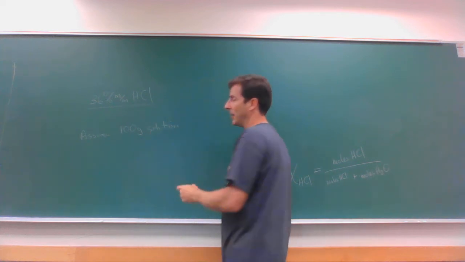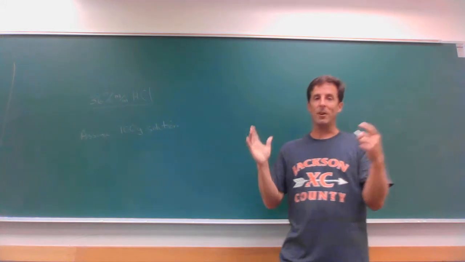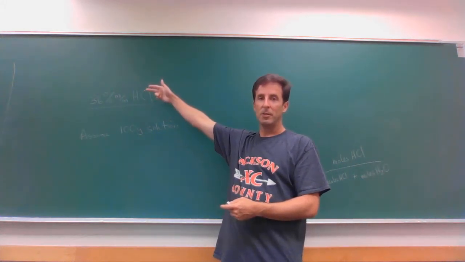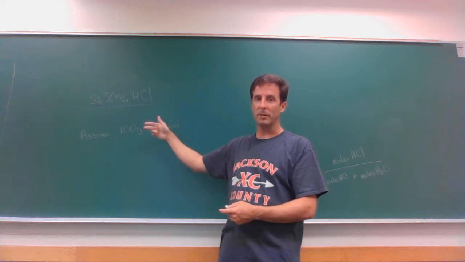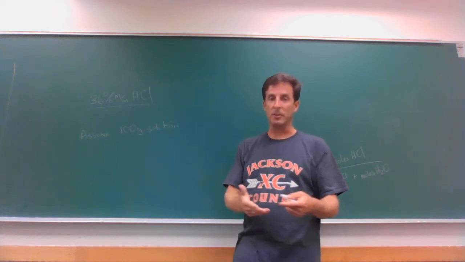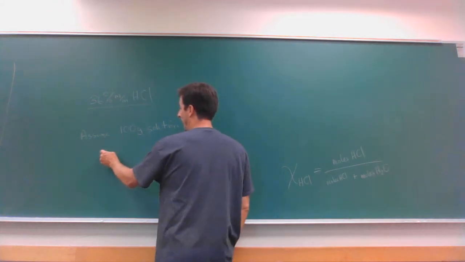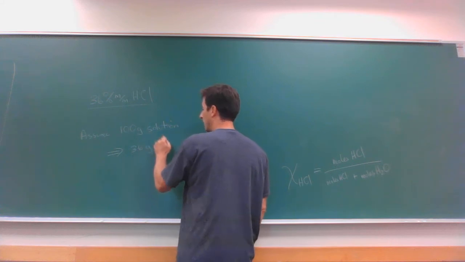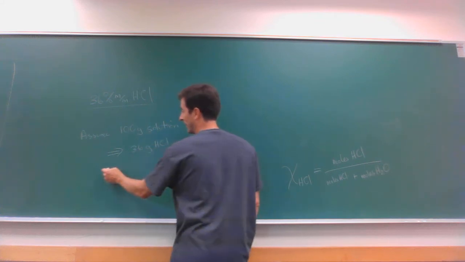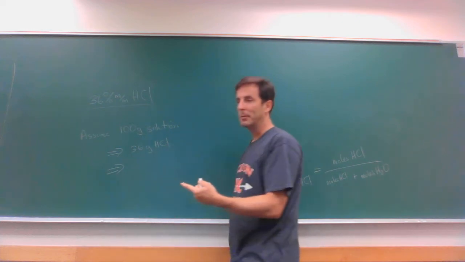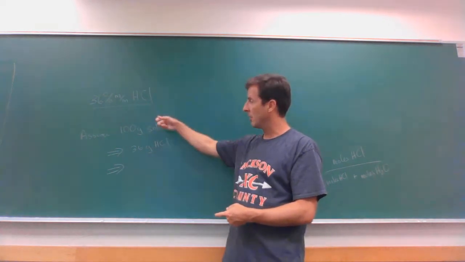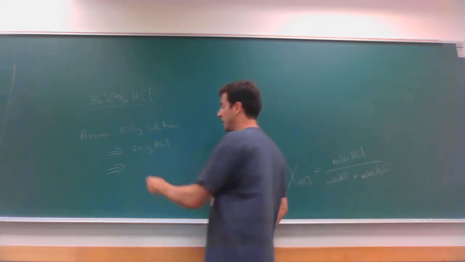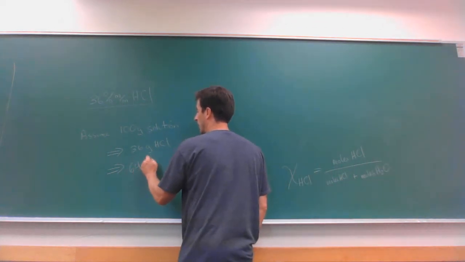Now what that does for me is that it locks in. If I have 100 grams of solution, 36% of it is HCl. So what's 36% of 100 grams? It's going to be 36 grams. So I now know that I have 36 grams of HCl, and I had 100 grams. If I just do 100 minus 36, that tells me how much of the other component I have, which is water. It's going to be 64 grams of water.